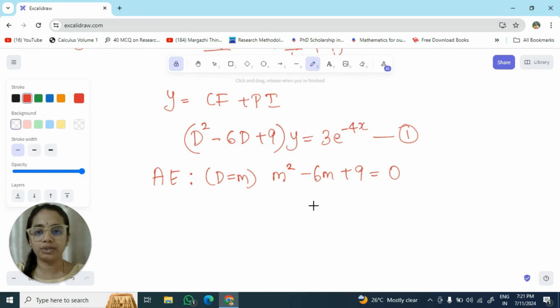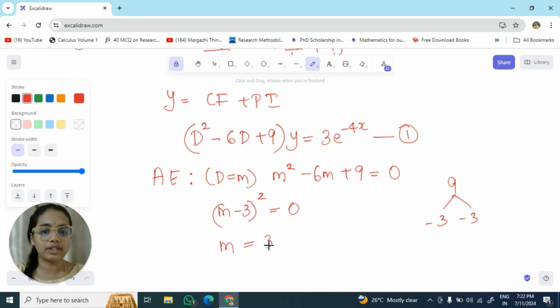Now go back to the basic rules of finding roots. We know that 3 into 3 is 9 and 3 plus 3 is 6. Give negative signs to each term. We would get m minus 3 the whole square is equal to 0. So the roots are 3, 3.